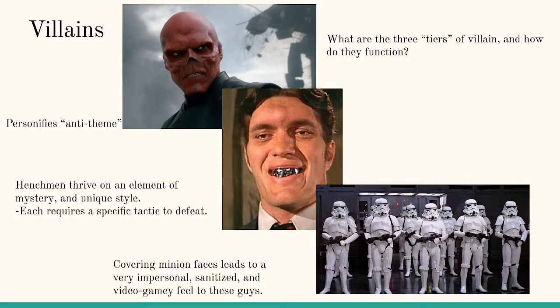Let's look at villains. There are kind of three tiers of villain. I think we were talking earlier about the big bad versus the smaller bad. The three tiers are going to be your arch villain at the top, your lieutenants or henchmen in the middle, and then your faceless hordes at the bottom.